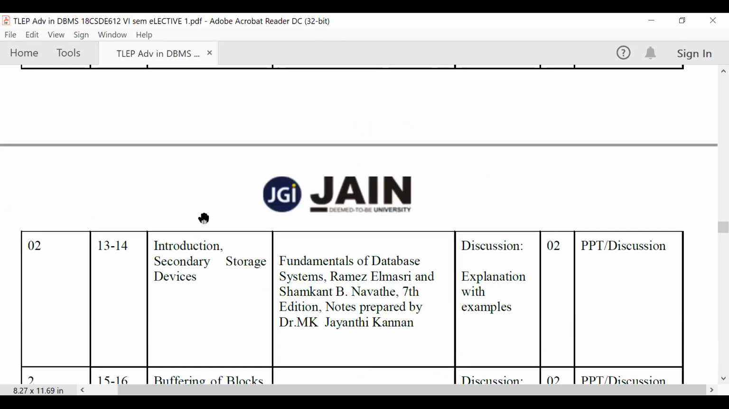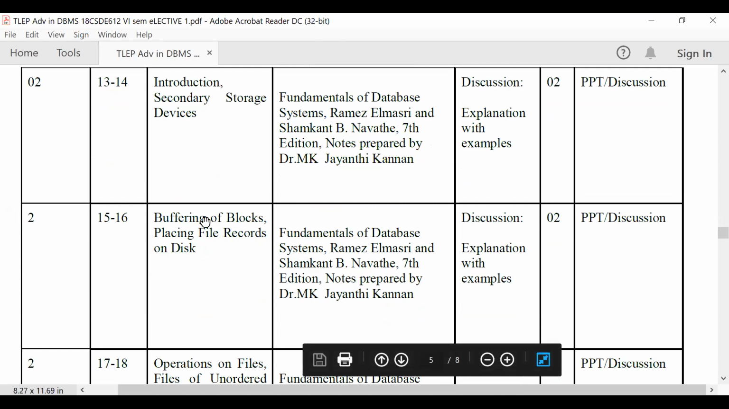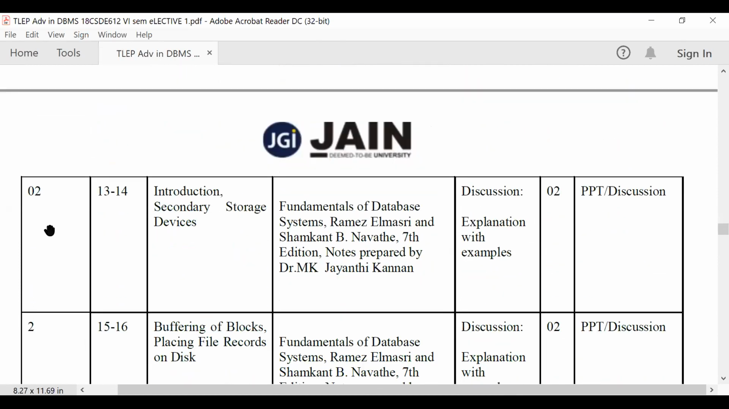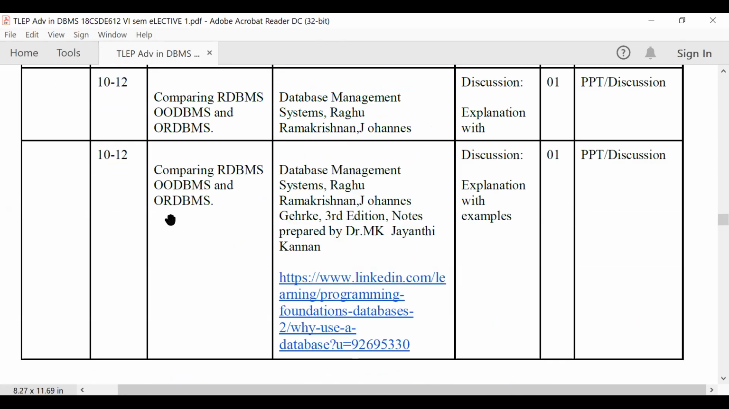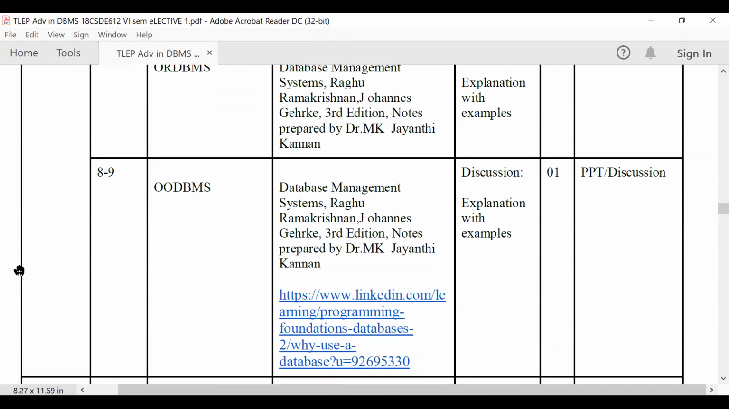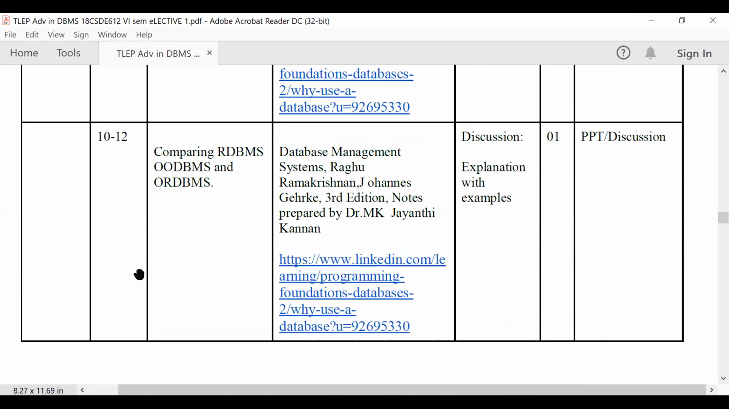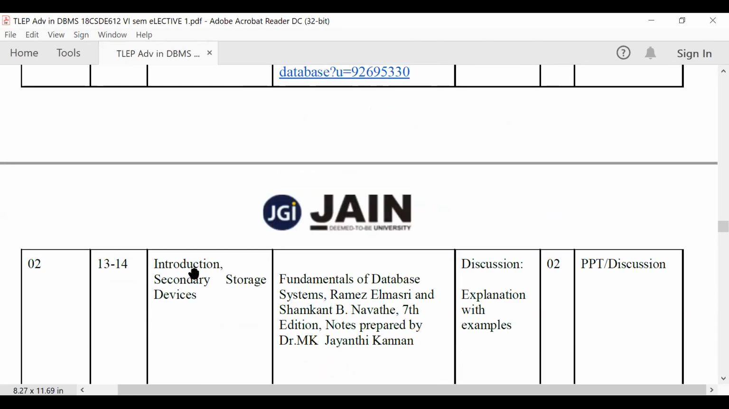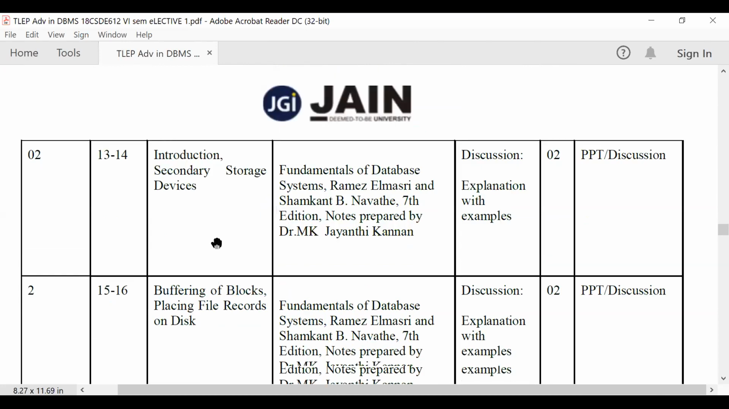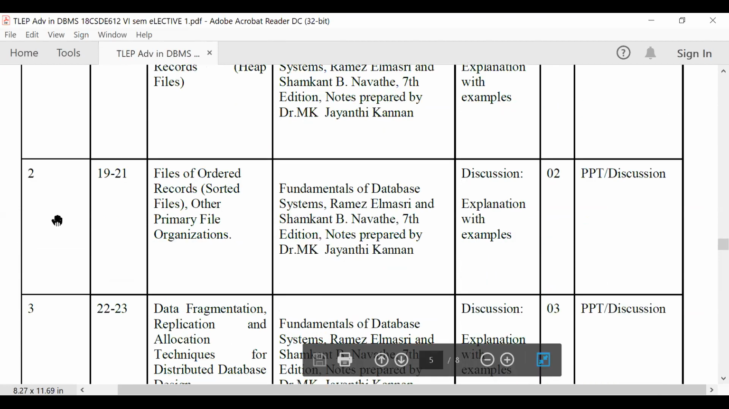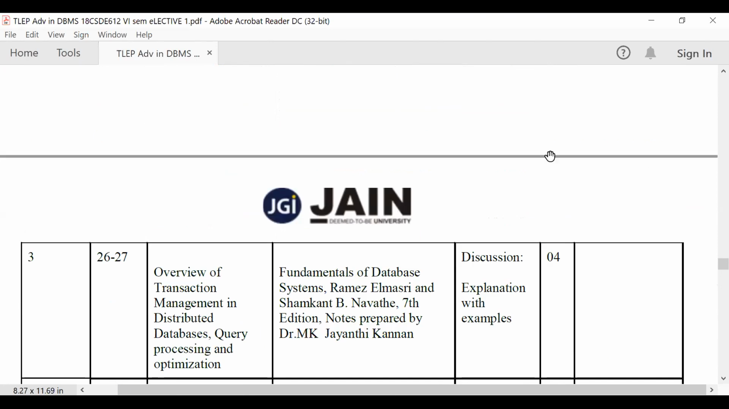So like that, each and every topic in your syllabus is discussed here. Up to this is module 1. For module 1, we need 9 classes. Then for module 2, we need again 9 classes. These are the topics in your module 2. And module 3, we need 9 hours. So these are the topics from your module 3. Then module 4, we need 9 hours, from 31 introduction to CAP theorem.